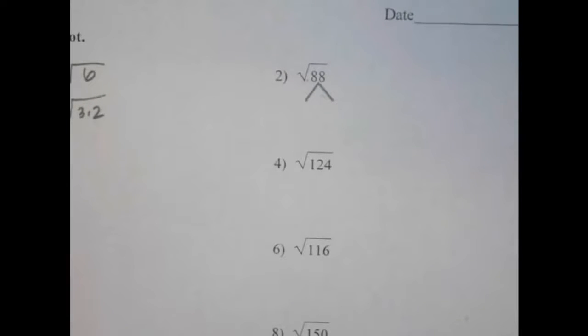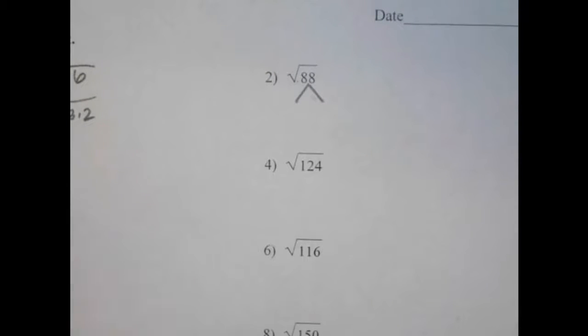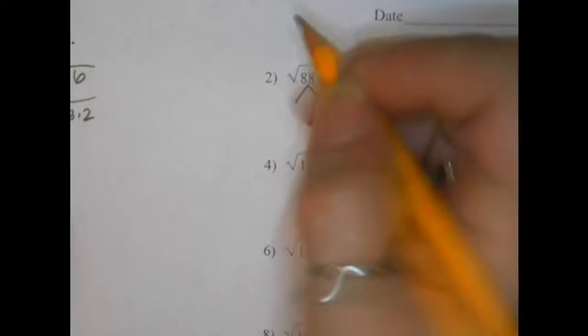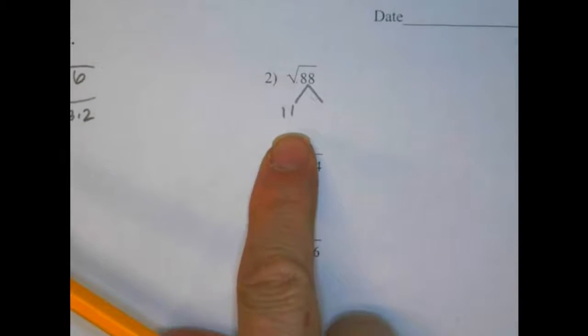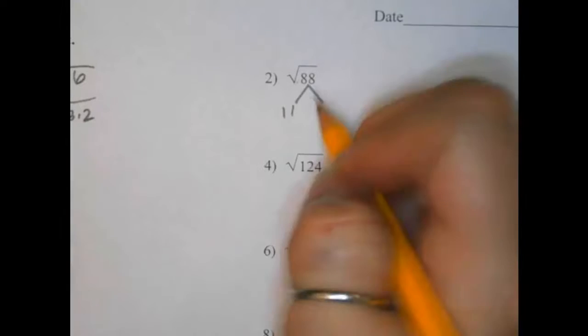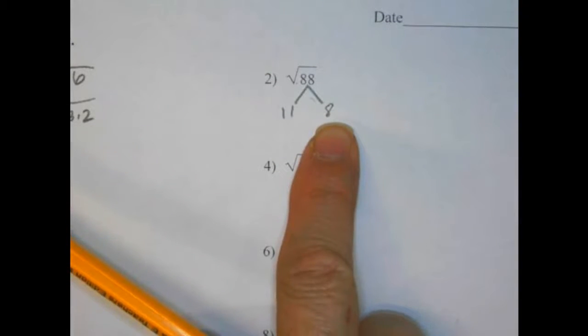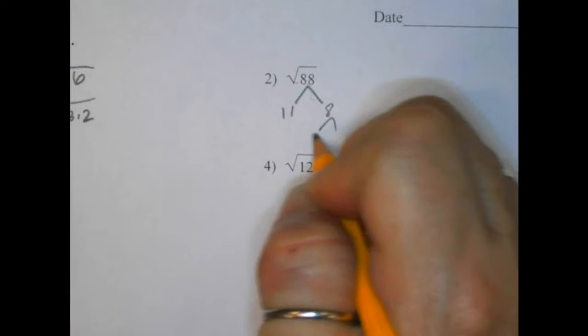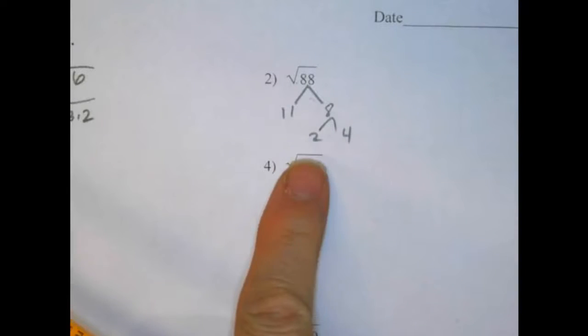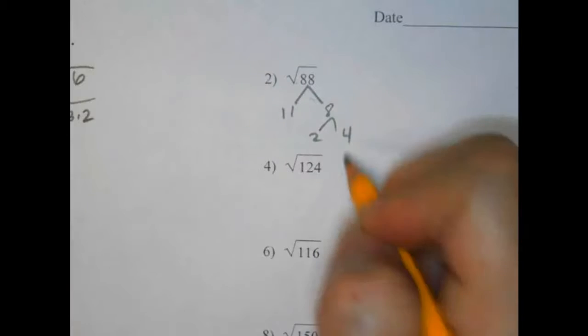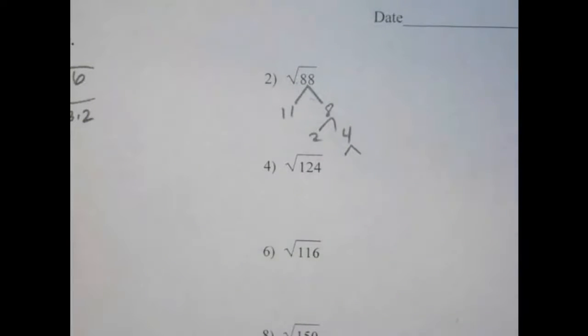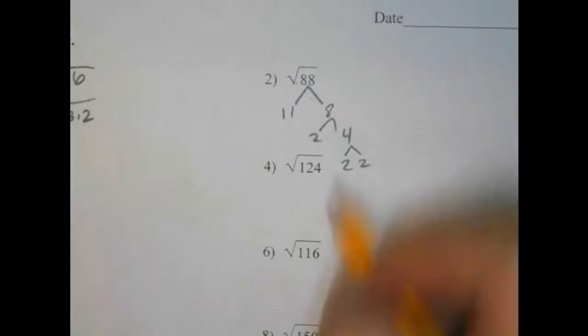All right, so let's look at number 2. What numbers can I use to factor out 88? Okay, 11 and 8. Let's do 11 and 8. 11 is a prime number. It cannot be simplified anymore, but 8 can. How can I simplify 8? 2 times 4. Can I simplify 2 anymore? I can simplify 4. What does that become? 2 and 2. Do I have any pairs of numbers? I have 2 2's, right?